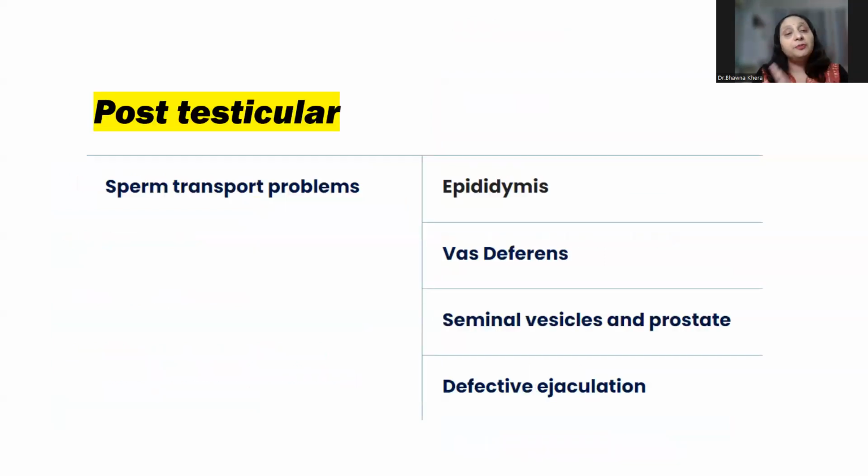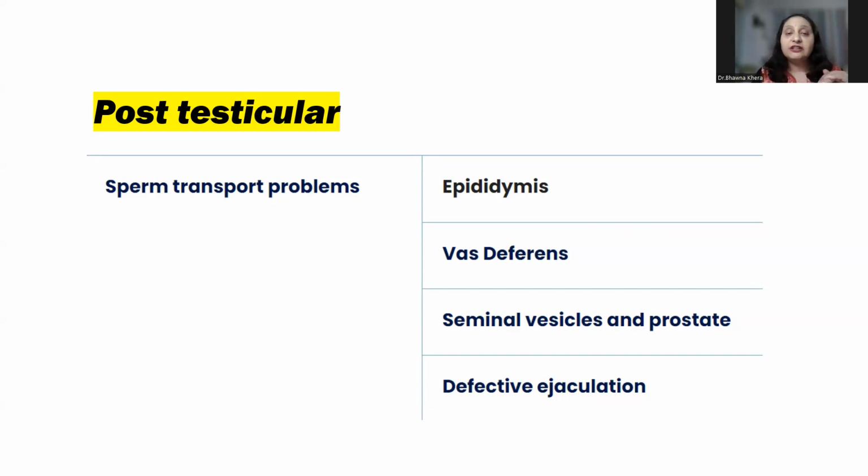Now we talk about post-testicular problems. So here the problem may be congenital, that is sperm transport problems are there. So sperm are non-motile or something like that. So basically there is a transportation problem, which can be present at the level of epididymis, at the level of vas deferens, seminal vesicles and prostate, or finally there could be defective ejaculation.